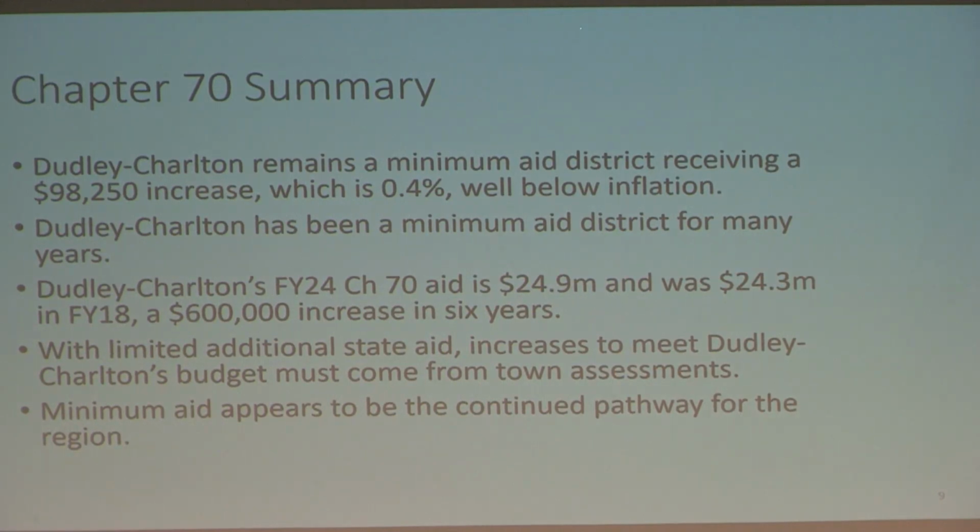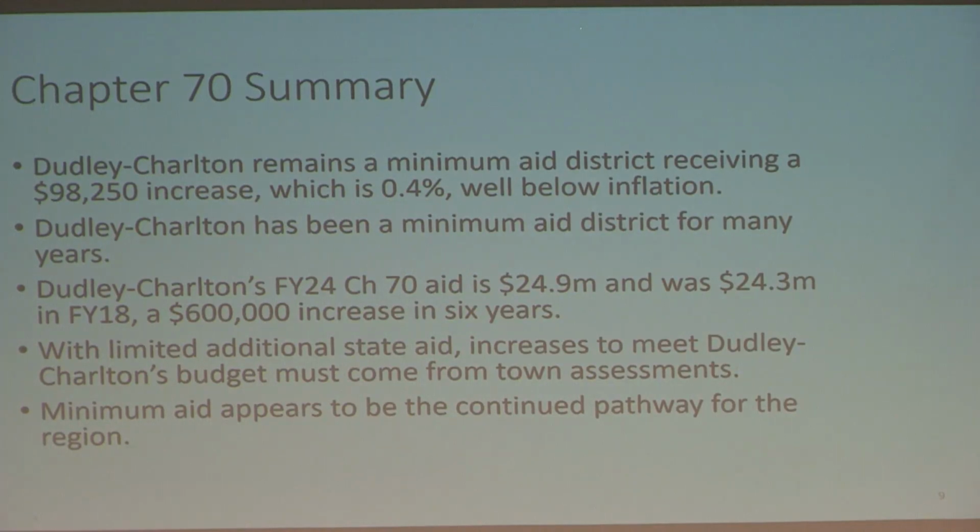Dudley Charlton's FY24 Chapter 70 aid, $24.9 million. It was 24.3 when we looked at this a few years ago, the FY18 number. That's a $600,000 increase over 6 years. With limited additional state aid, increases to meet Dudley Charlton's budget must come from town assessments. So in other words, we're not seeing a whole lot of additional aid coming from the state at this point.